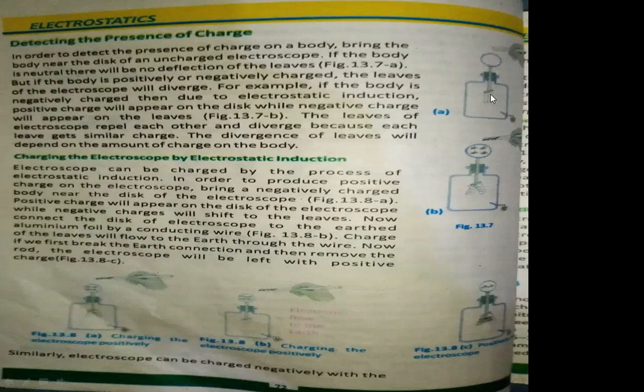If we remove this one, all the charge over here will be grounded. It will go to the ground, and there will be no charge left. But if we don't have this ground connection, the charge will be left on the disc or on the leaves. So this is how the electroscope is used for the detection of charge by the process of electrostatic induction, as we discussed in my last lecture.